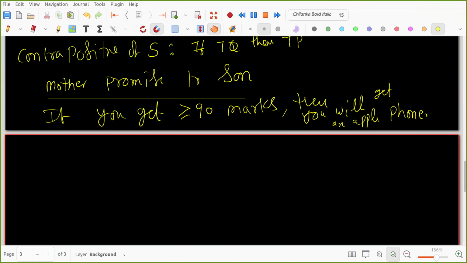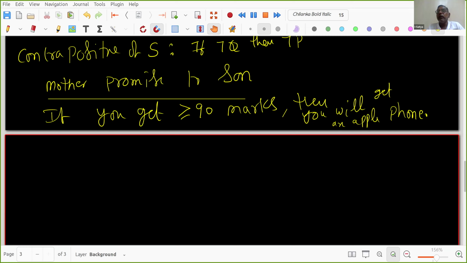There will be two cases. If I score more than 90 and she didn't give me an Apple phone, then she did not keep her promise. And the other case: if I score lower than 90 and even then she gives me an Apple phone, then she broke her promise. That is how she violated the promise? Promise meaning that, you need to understand. Okay, that's fine. You told your view, 100% fine.